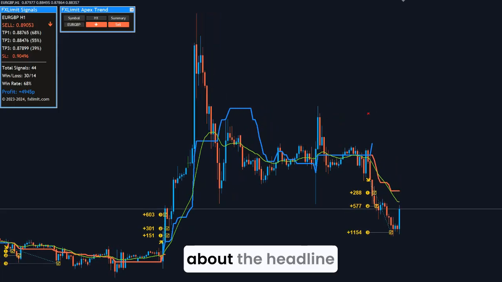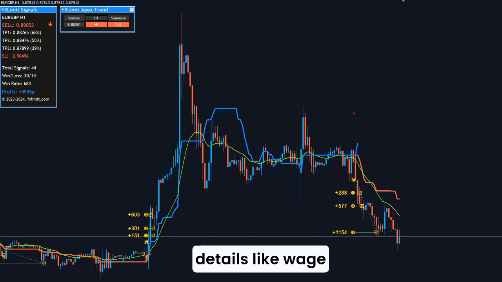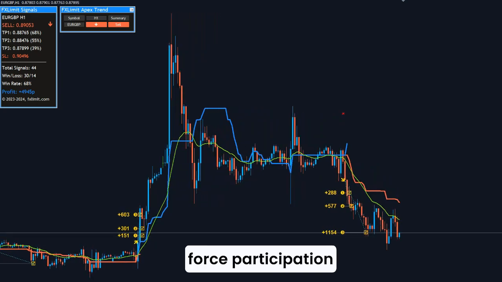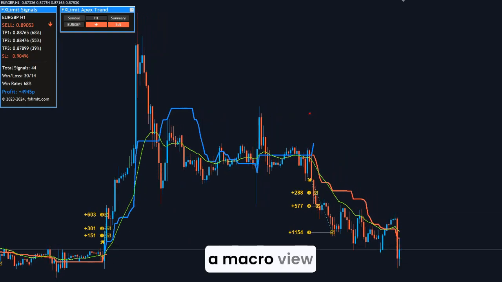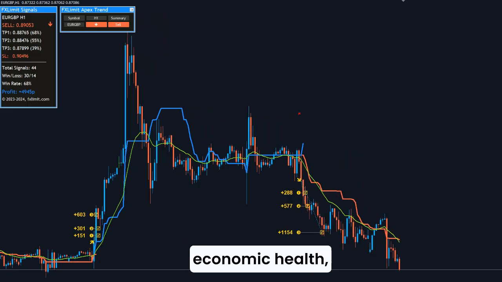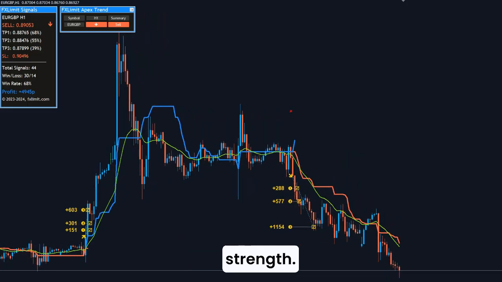But it's not just about the headline number. Details like wage growth and labor force participation can also sway the markets. Traders use this data to form a macro view of a country's economic health, which directly impacts currency strength.